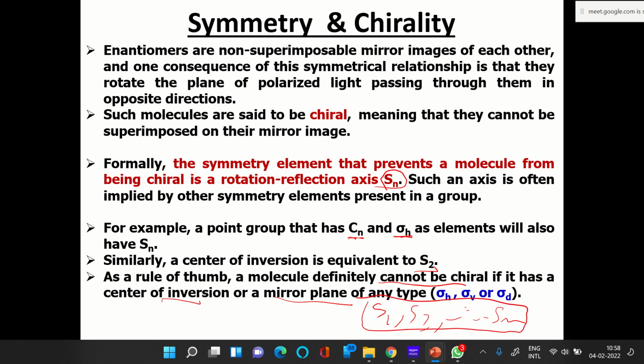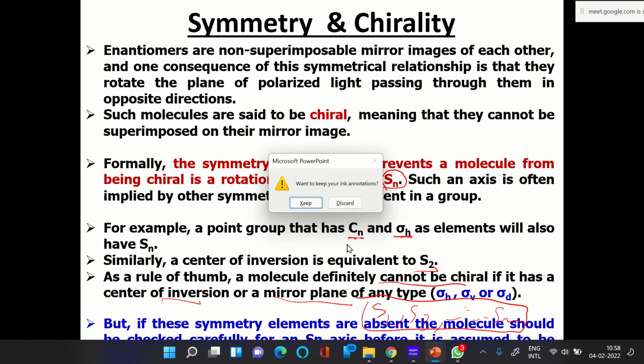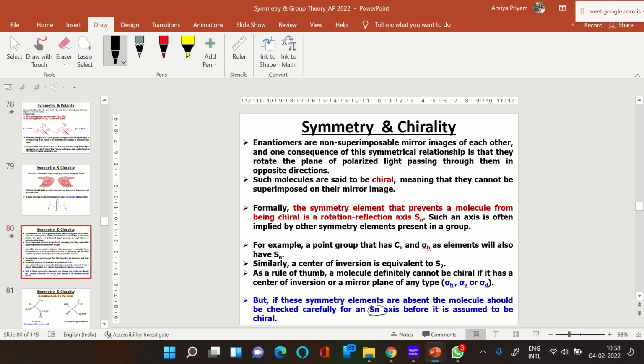So a molecule is chiral if it doesn't have any axis of improper rotation. If no Sn axis is present, then the molecule is chiral. This is a simple rule that we get from this, a simplified thing which we can obtain. So if you find that no Sn axis is present, then the molecule is identified as chiral. This point is important.